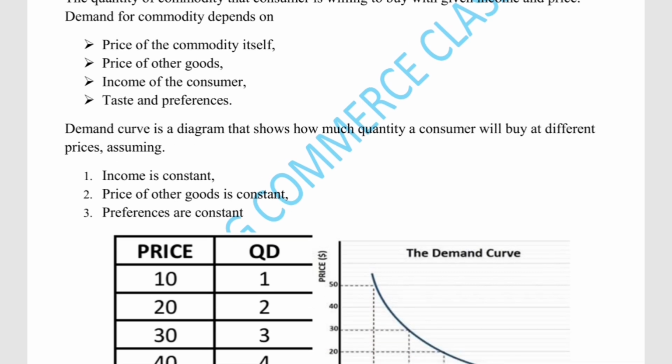Now assume that income is constant, price of other goods is constant, and preferences are constant. So these three things are constant. The only thing that is not constant is the commodity price. When the price of the commodity the consumer is consuming changes, definitely the consumer also changes the consumption level.